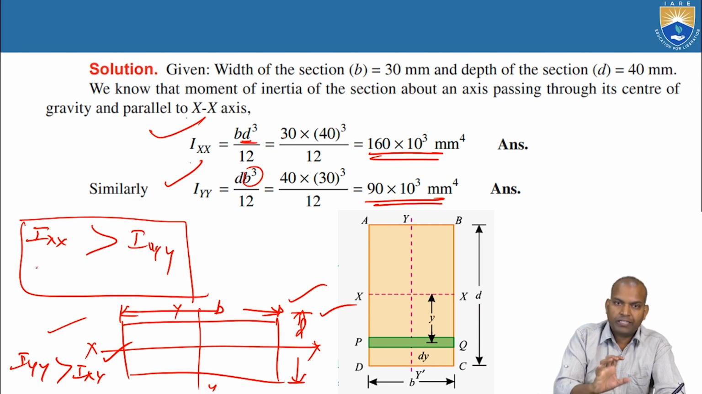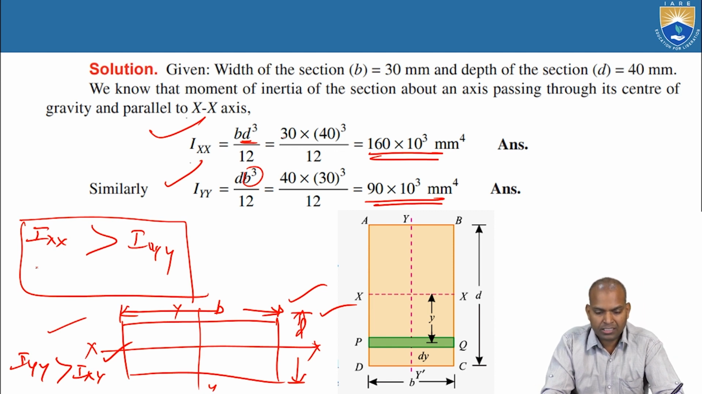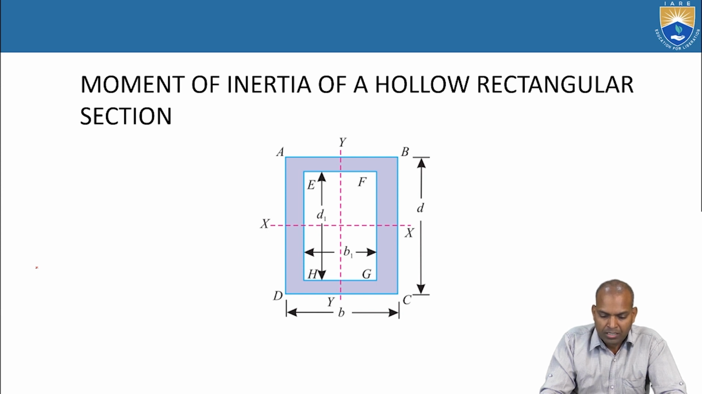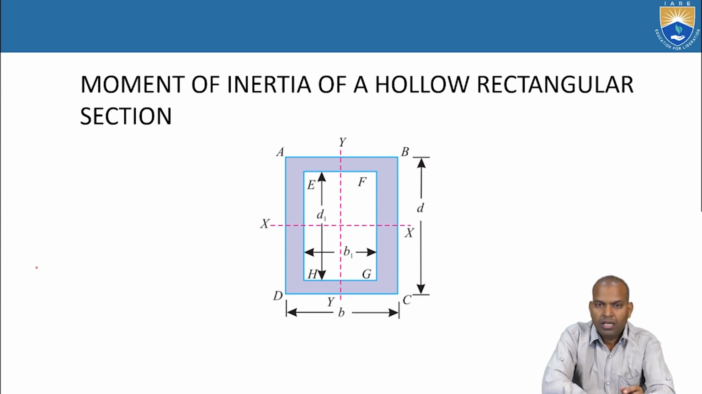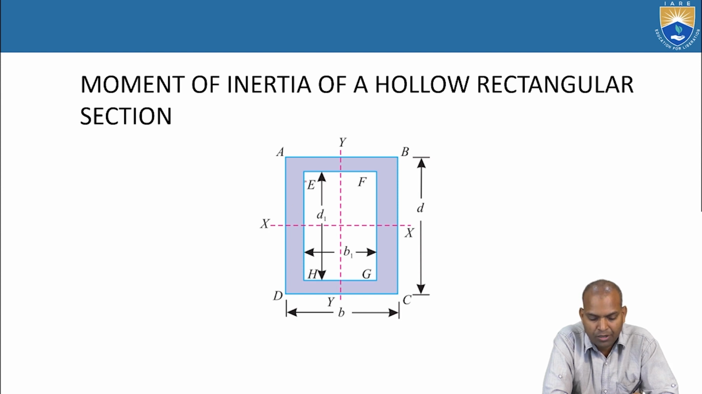Suppose there is a hollow rectangular section, then what is the moment of inertia for a hollow rectangular section? The hollow rectangular section has two things, outer dimensions and inner dimensions. The outer dimension of the hollow rectangle is depth D and breadth B. And what about the inner rectangle? Depth D1 with breadth B1. The outside rectangular section is marked as ABCD, the inside one is EFGH.